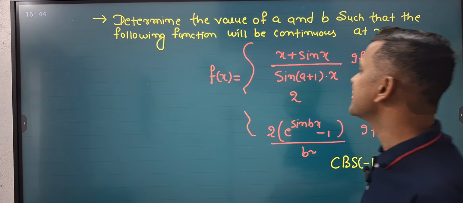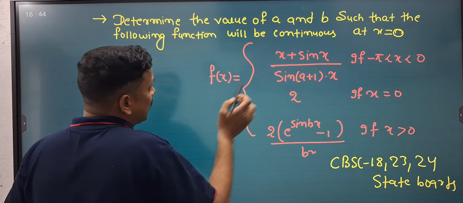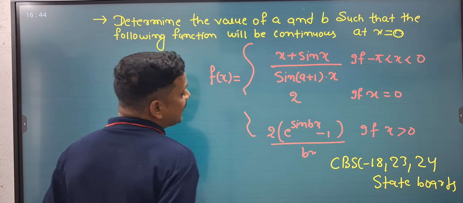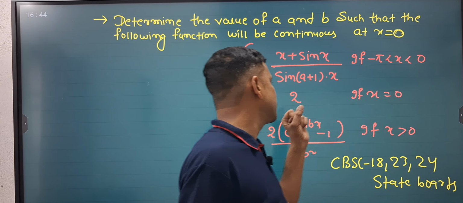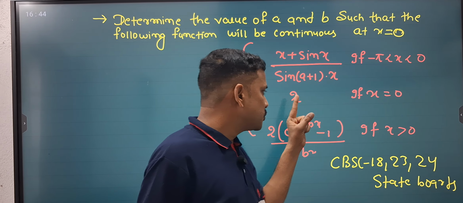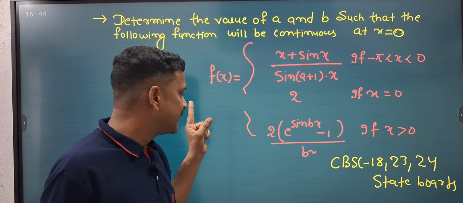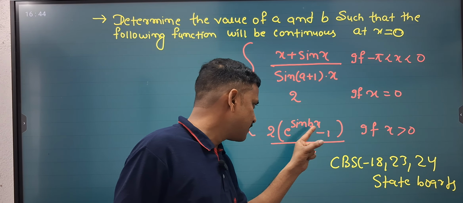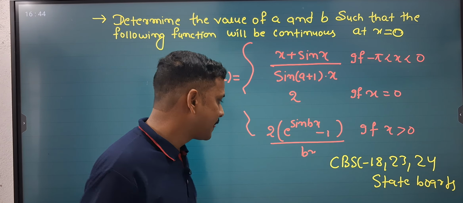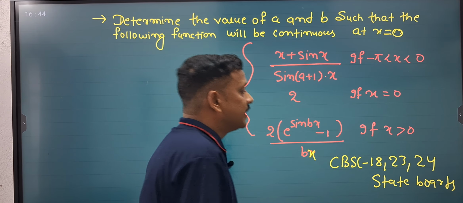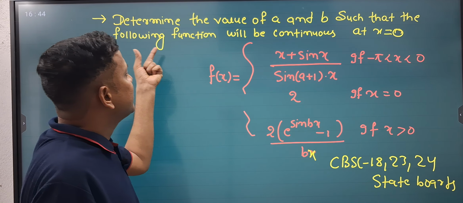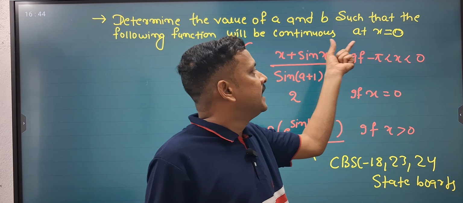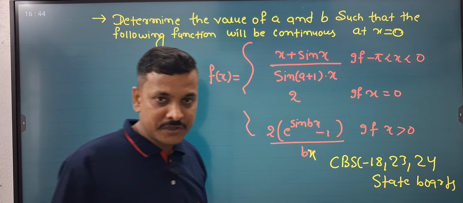So the question is: f(x) equals (x plus sin x) by (sin((a plus 1)x)) if x belongs to minus pi to 0. f(x) equals 2 if x equals 0, and f(x) equals 2 times (e to the power sin bx minus 1) by bx if x greater than 0. And the given function is continuous at x equals 0.